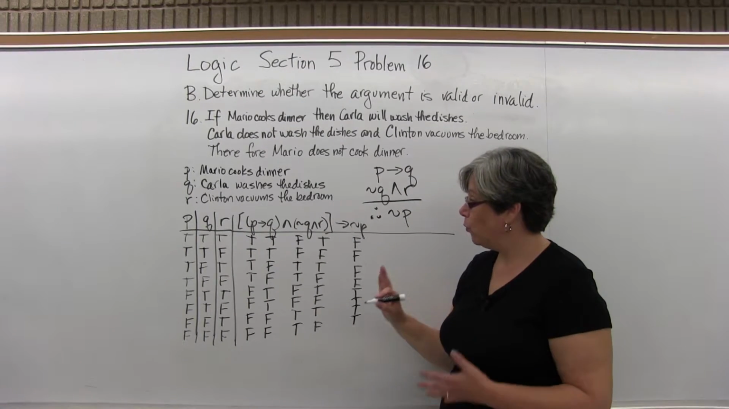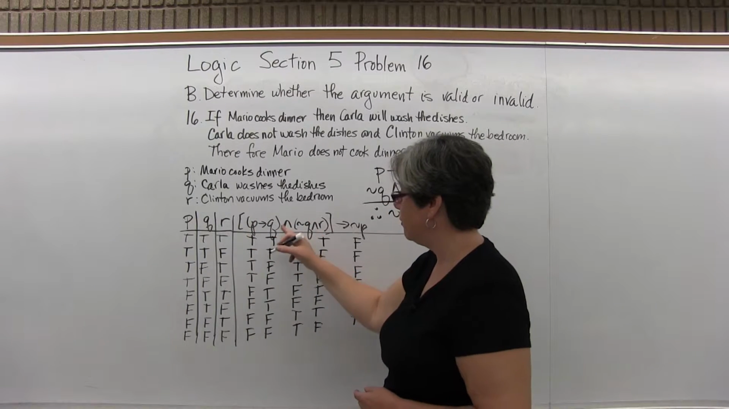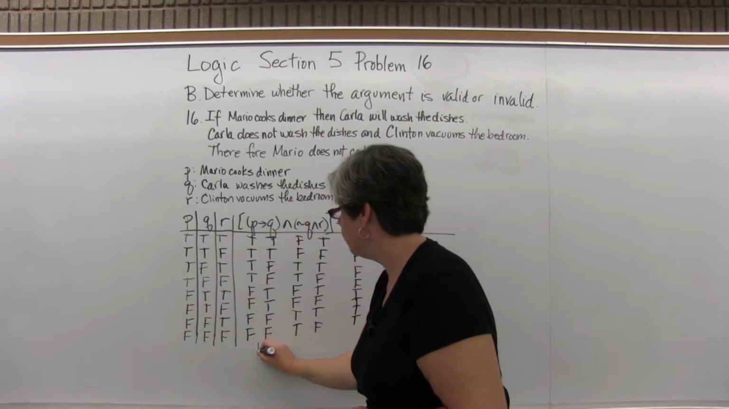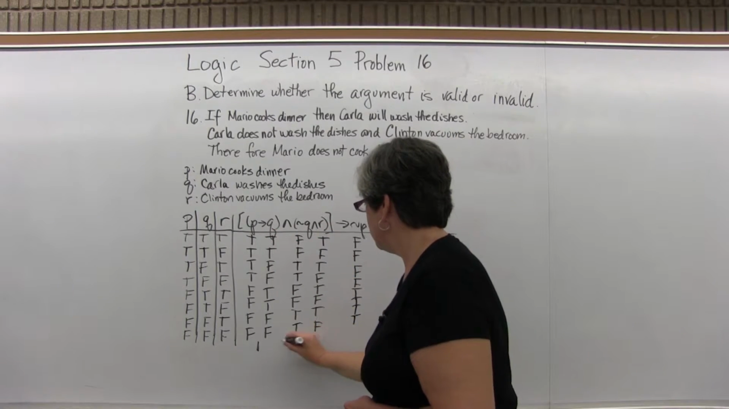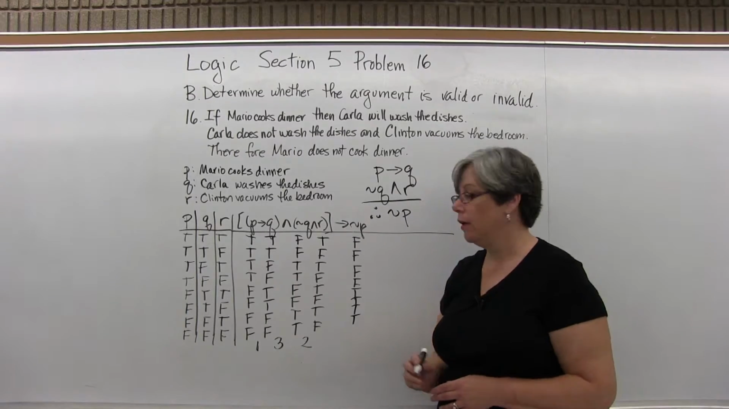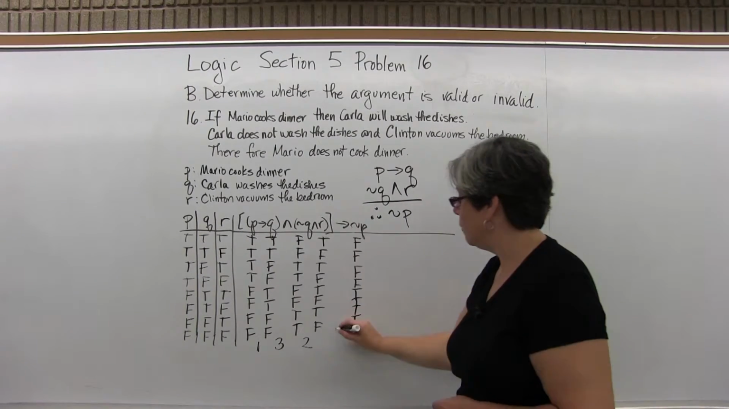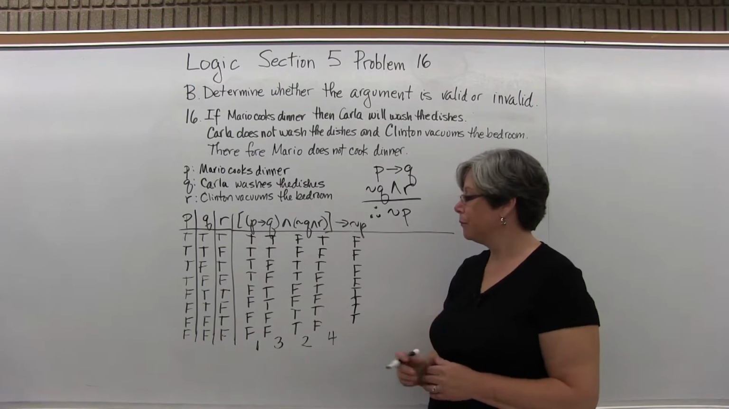Okay, so let's look at what order we're going to do this in. This operation's inside the parentheses first, so this one will be 1, the if then. The and here will be 2, and 3 will be the and inside the brackets. And our final one at 4 will be our final if then statement.